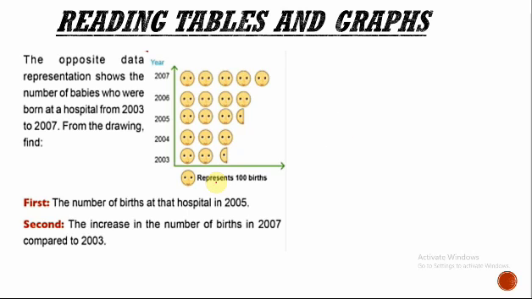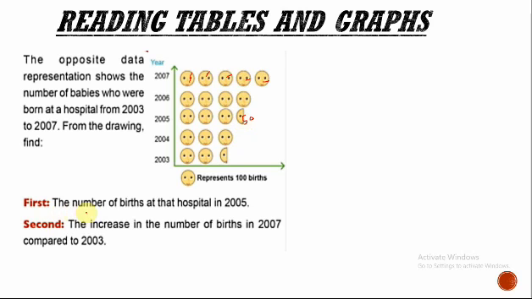He is saying here, one shape of a baby represents 100 births. So here is 100, 200, 300, 400, 500. And what about the half face? It represents 50 only, not 100. So every full face represents 100 births and every half face represents 50 births only.